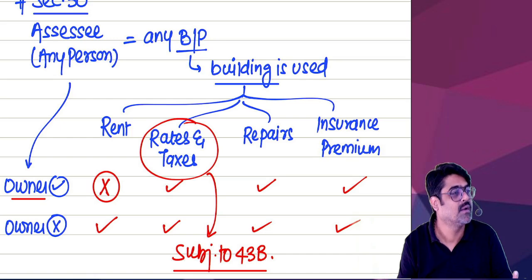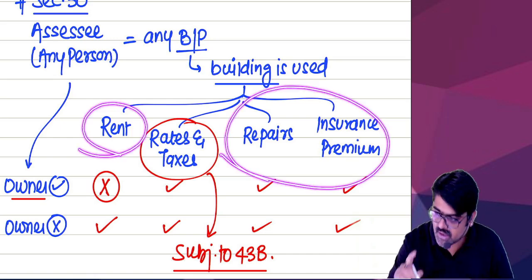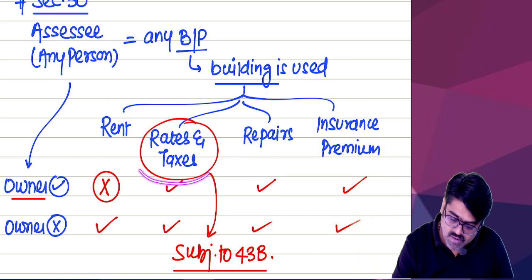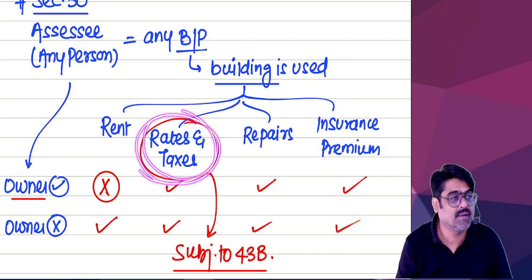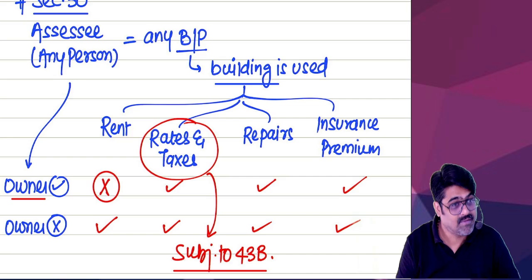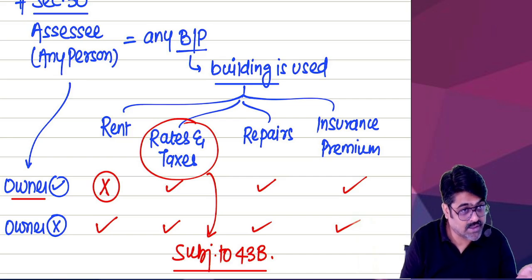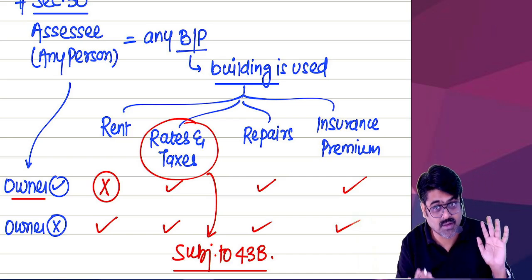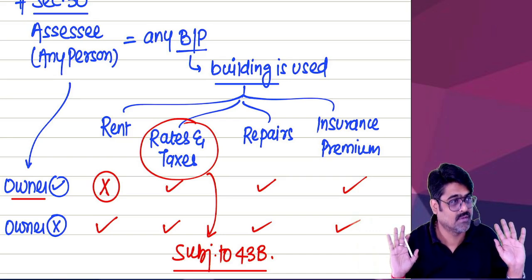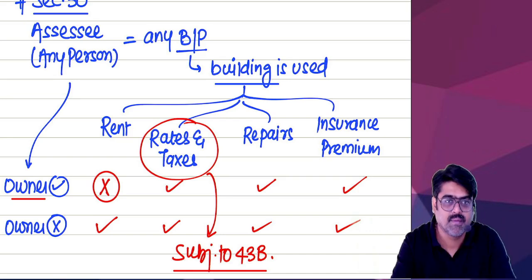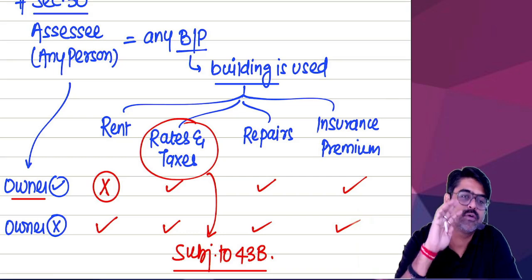Understanding or not? So here you are going to see the method of accounting, but your method of accounting will become irrelevant. Even if you are following mercantile system of accounting, rates and taxes will be allowed only on payment basis, subject to 43B. Will you remember this? So, 4 expenses.